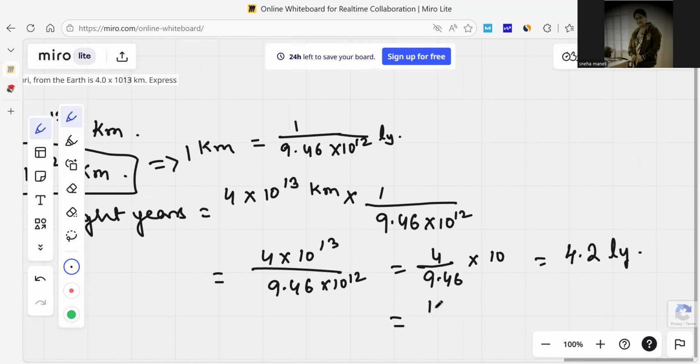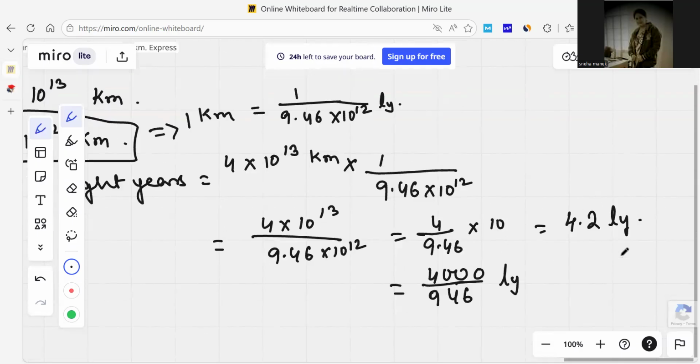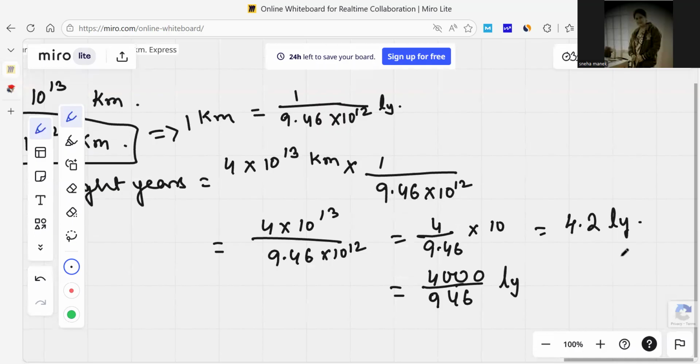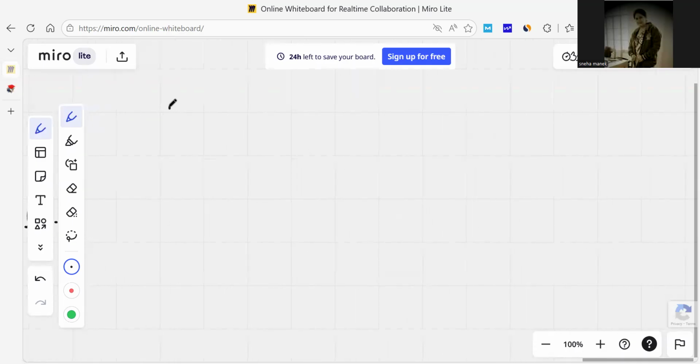I'll just break down a bit for you. 4,000 actually, because we will add these two zeros for the two decimal places, and then in the numerator we will have 946, right? So once you do the division, you will be getting 4.2 approximate light years. So this was number 5 for the latest book. Now let's move on to number 6.